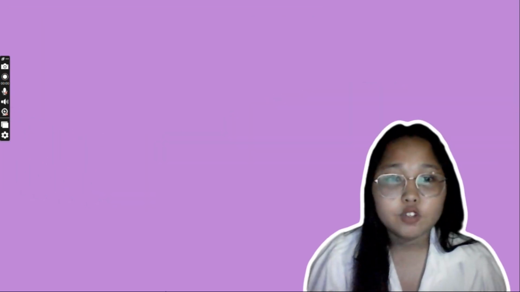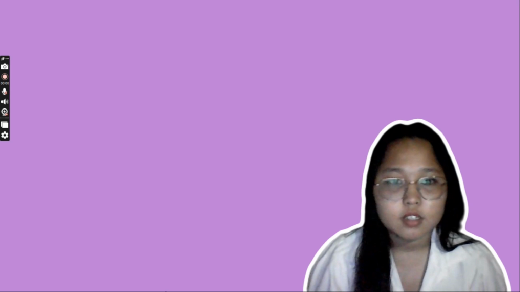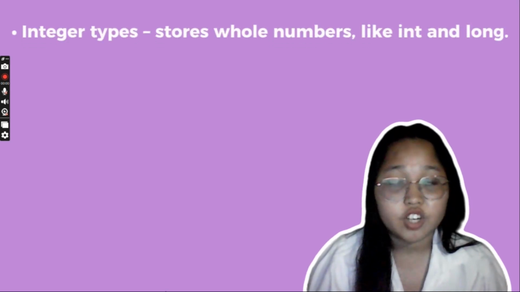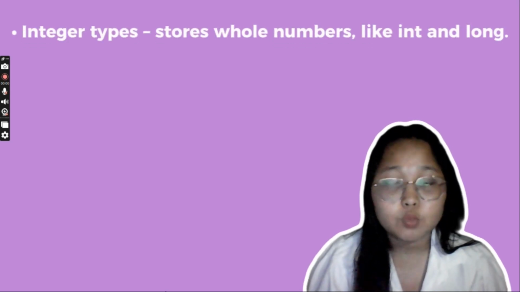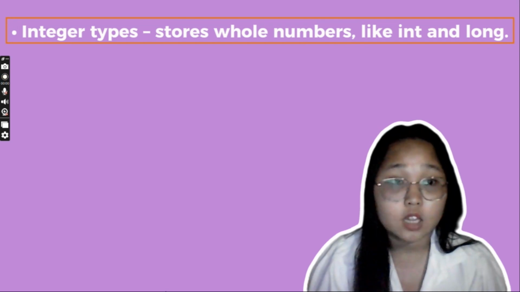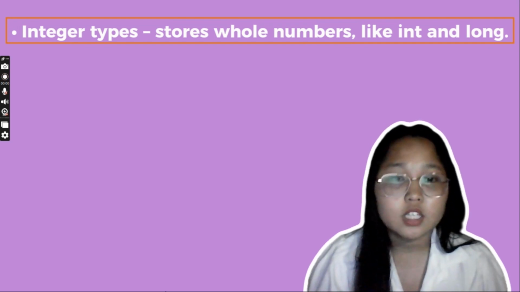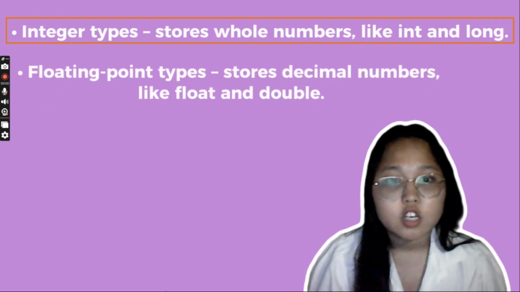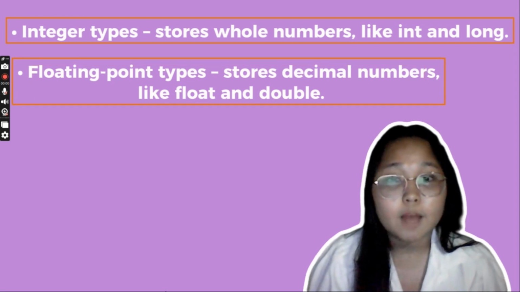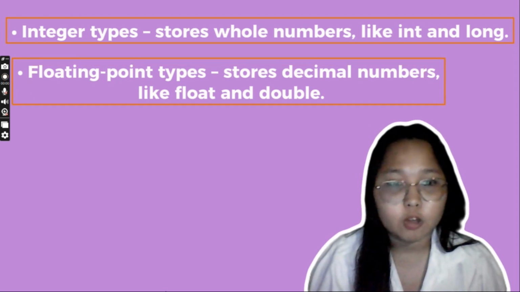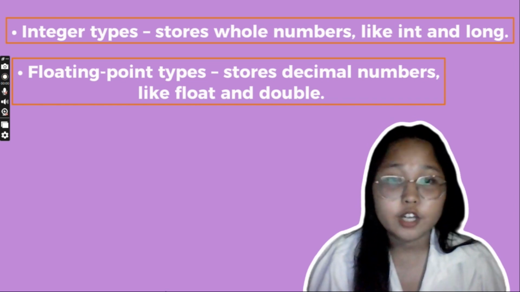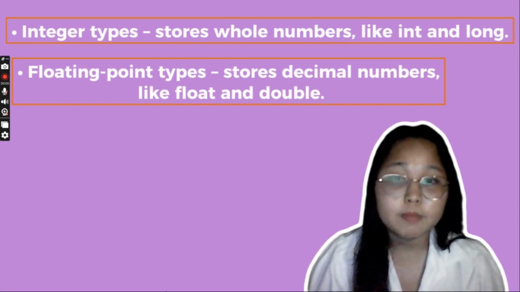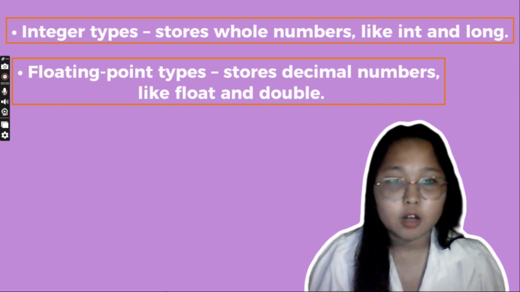We have two groups of numeric types. One is integer types. It stores whole numbers like int and long. Second is floating point types. It stores decimal numbers like float and double. If you need to store very large numbers, use long. If you need precision for decimal places, use double.